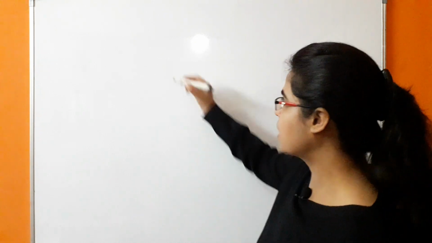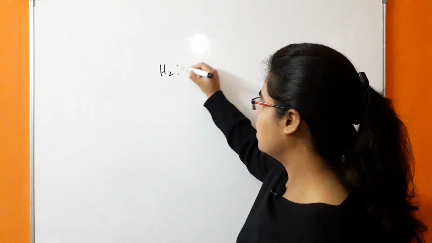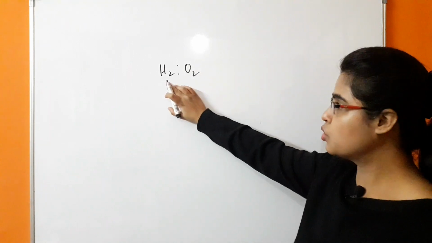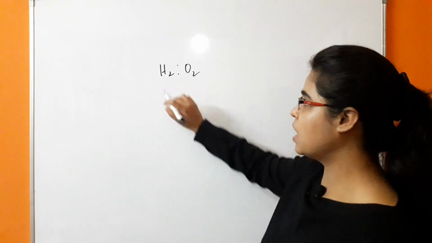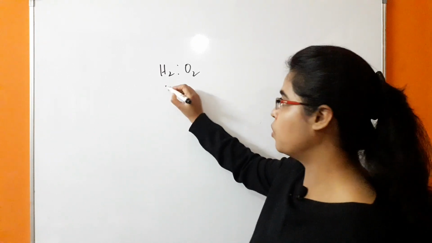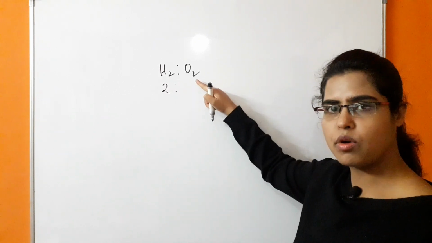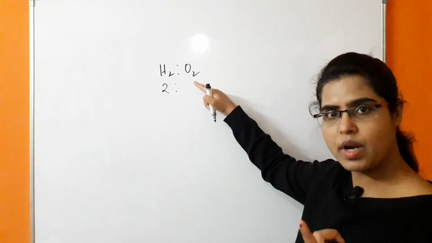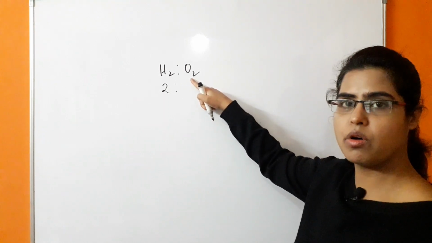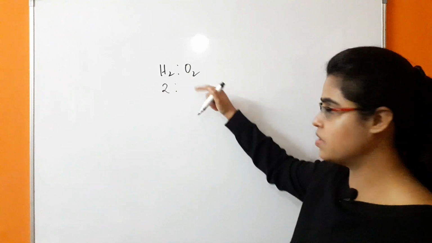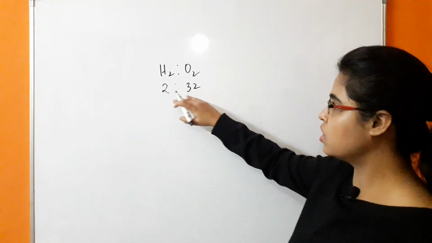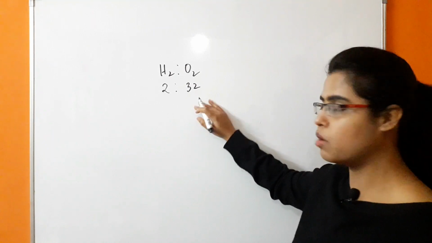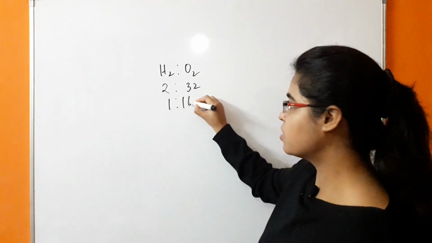For example, if we take hydrogen and oxygen, there are two atoms in a single molecule of hydrogen. It means the mass of a hydrogen molecule is 2. One molecule of oxygen also has 2 atoms, so the mass of an oxygen molecule is 32, that is 16 into 2. So the simplest ratio obtained is 1:16.